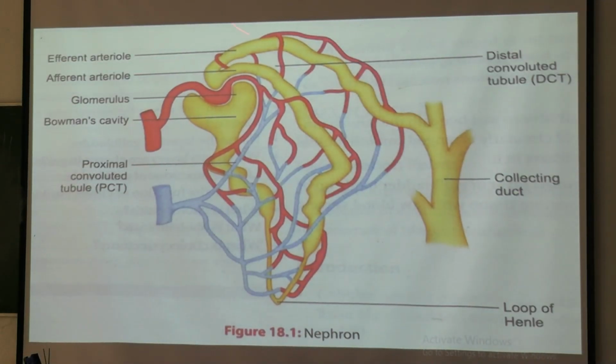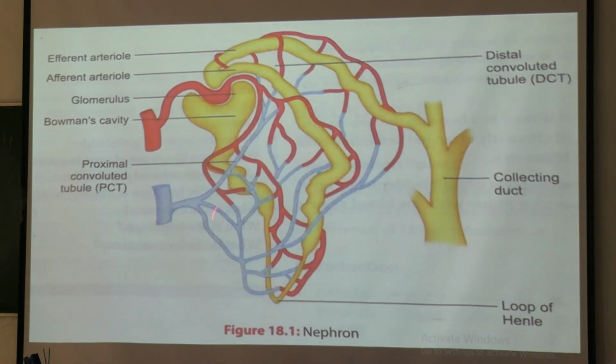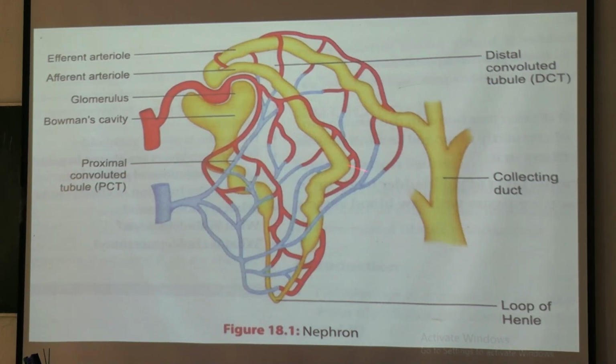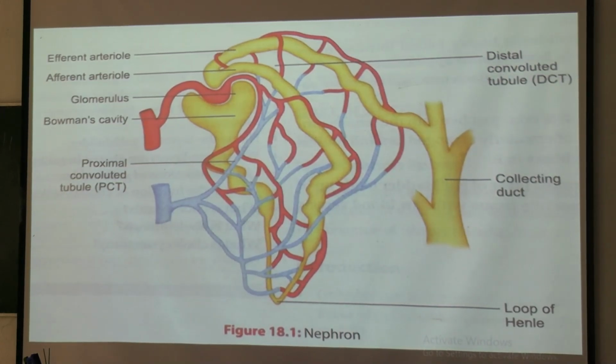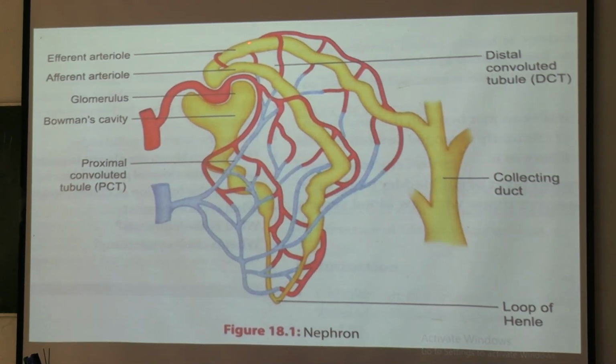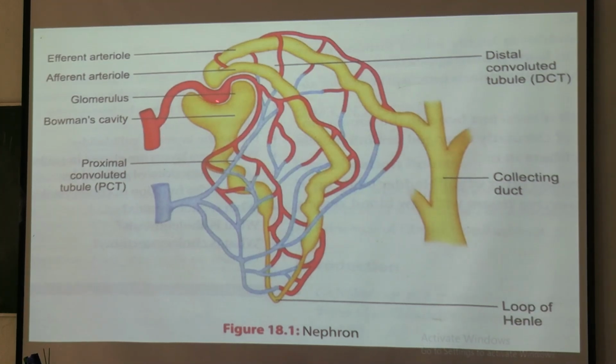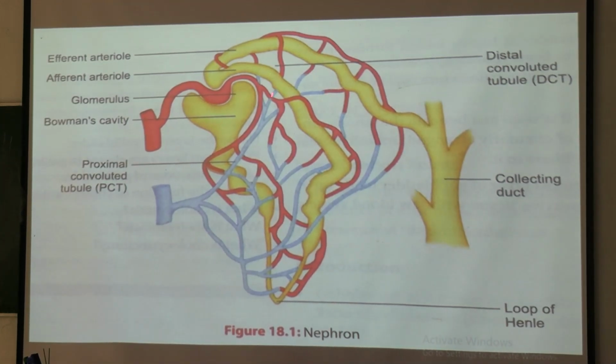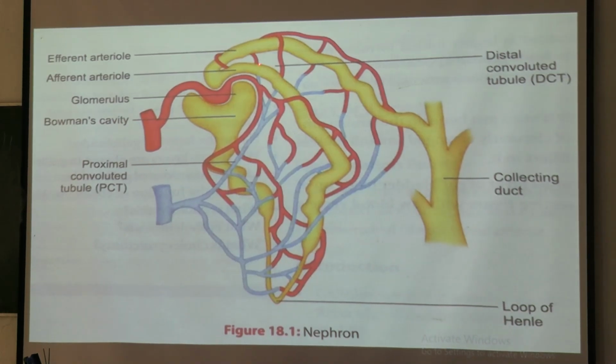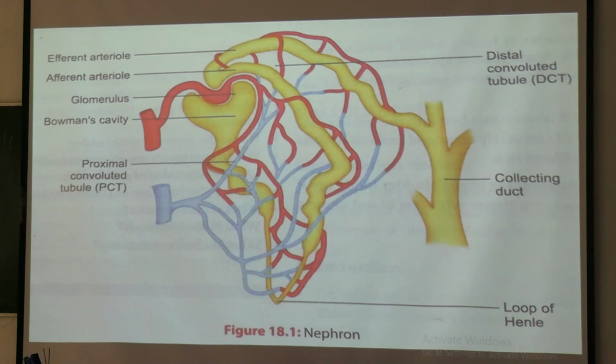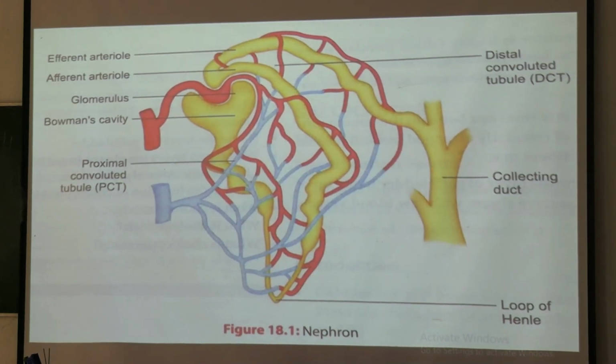And see, all these tubules are surrounded by a plexus of blood vessels. Okay, and the plexus of blood vessels around the loop of Henle is known as the vasa recta. Okay, so here the entering artery is known as the afferent arteriole, and the artery coming out is known as the efferent arteriole. The diameter of the afferent arteriole is larger than the diameter of the efferent arteriole, and due to this difference in diameter, the filtration pressure is created.